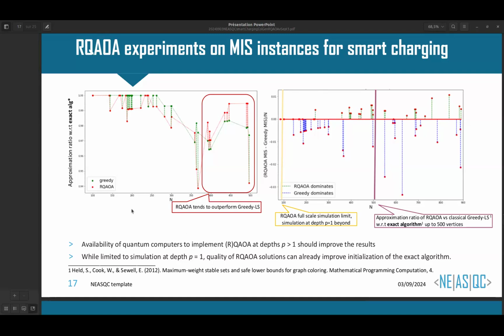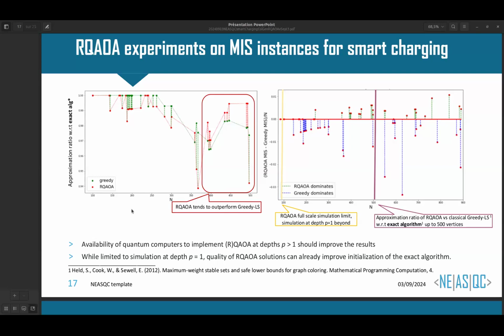So it's not a perfect result, but the availability of quantum computers to implement the QAOA with a depth greater than p equals 1 should improve these results. And also, what we could do right now with this algorithm, limited to a depth of p equals 1, is to improve the initialization of an exact algorithm.